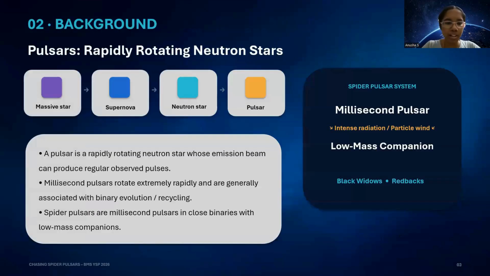A quick background on pulsars. A pulsar is a rapidly rotating neutron star whose emission can produce very irregular pulses. Millisecond pulsars are especially fast rotating pulsars. Spider pulsars are millisecond pulsars in closed binary systems with very low mass companions. They are broadly divided into black widows and redbacks. In this project, we are particularly interested in the motion of these systems and the stars they may encounter.